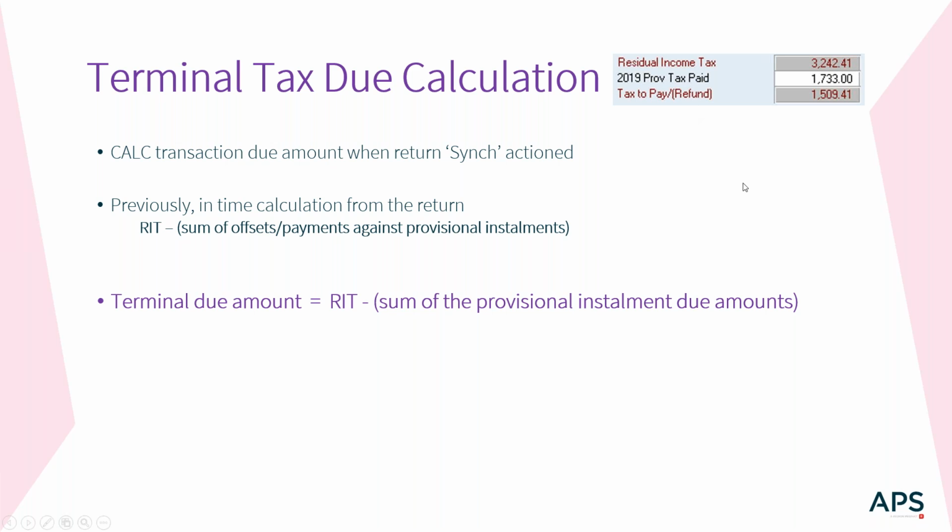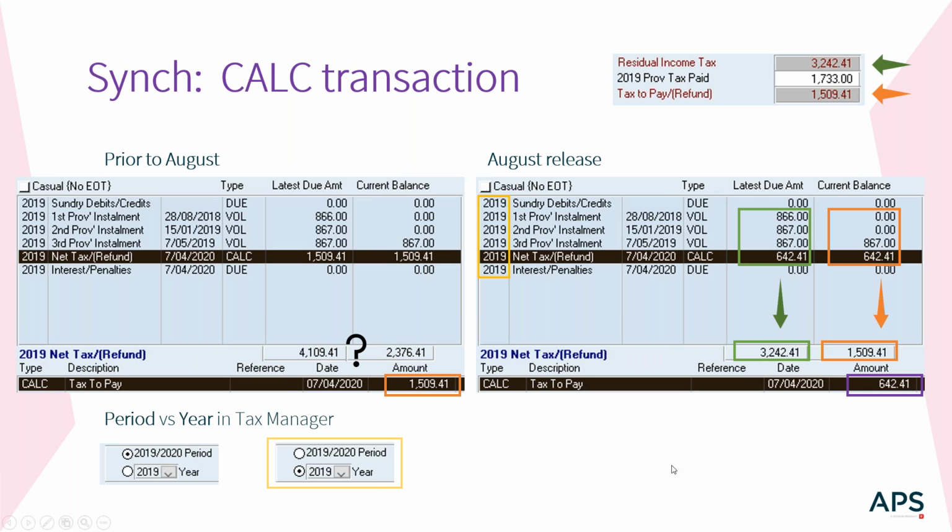So using the example at the top of the page there, in the top right, we've got a 324241 residual income tax figure, and provisional tax has been partially paid. So how this manifests itself in the new August release.